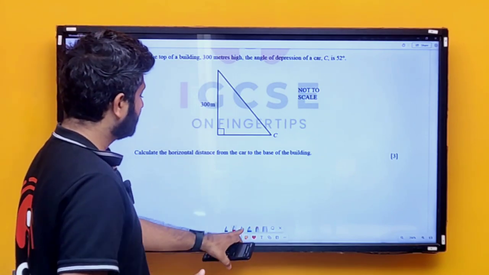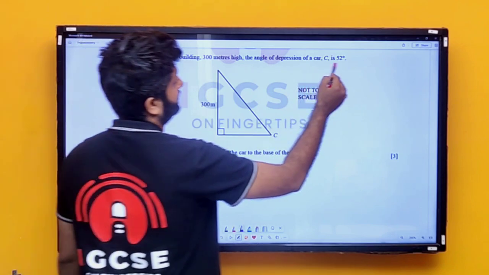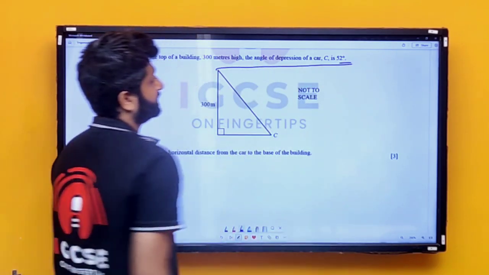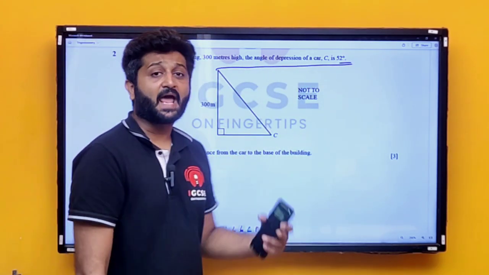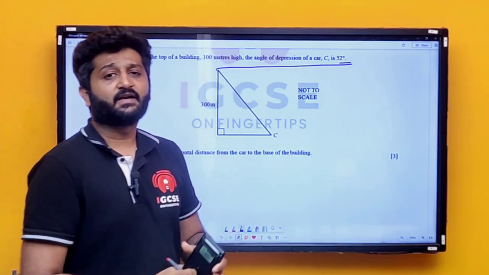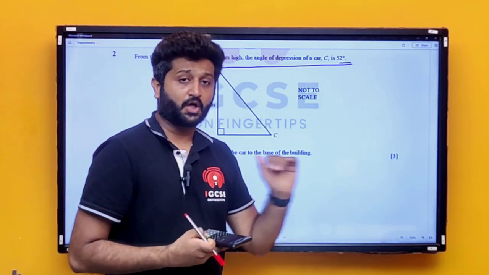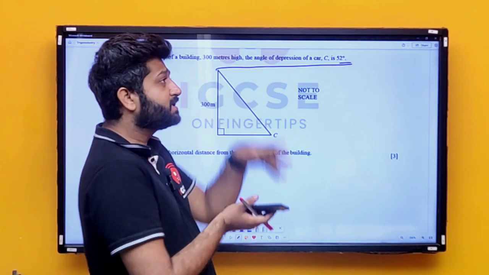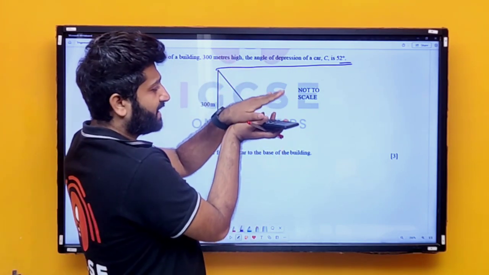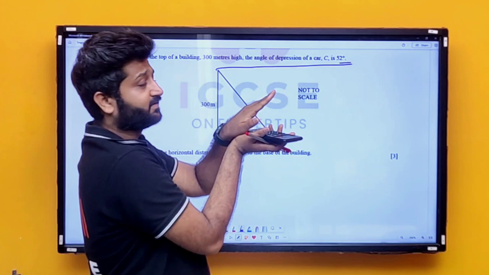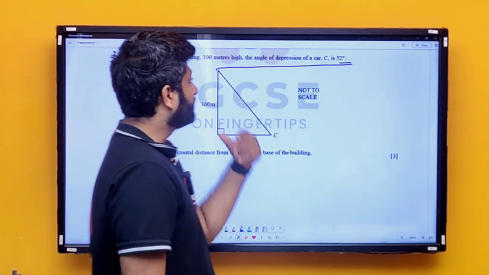From the top of a building 300 meter high, the angle of depression of a car is 52 degrees. Now what is angle of depression and angle of elevation? Angle of elevation means that I am at the bottom of a building and I am looking towards the top of the building. So it forms an angle like this. This is called angle of elevation.